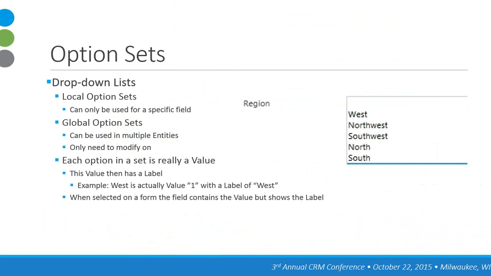Another important thing to know about option sets is they're a little weird in that each option in them is actually a value in the database. And then the value is tied to the label that you see in the drop-down. So in this example, West is actually the value 1 with the label of West. Now this gets important when we talk about modifying these.